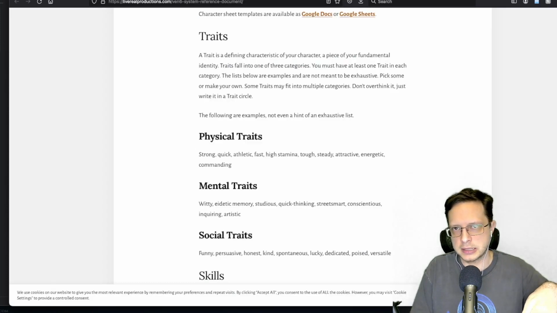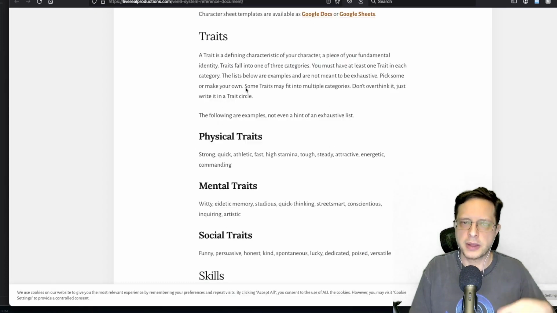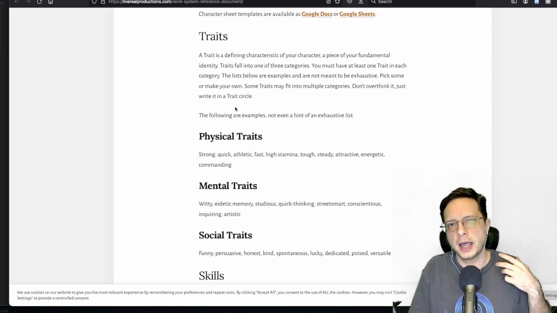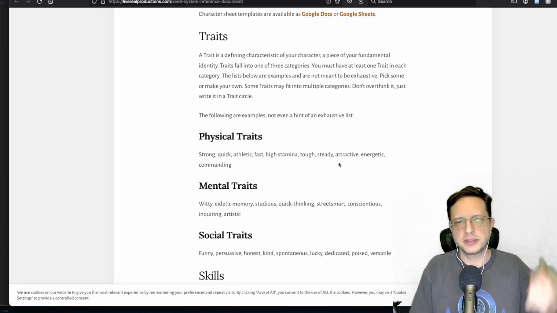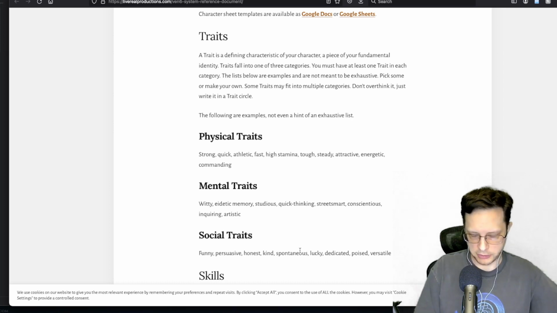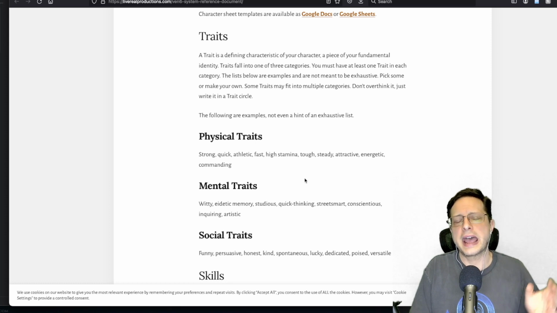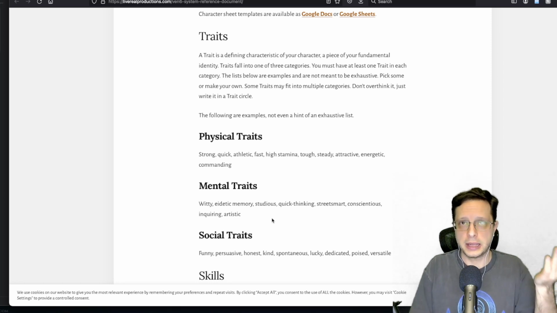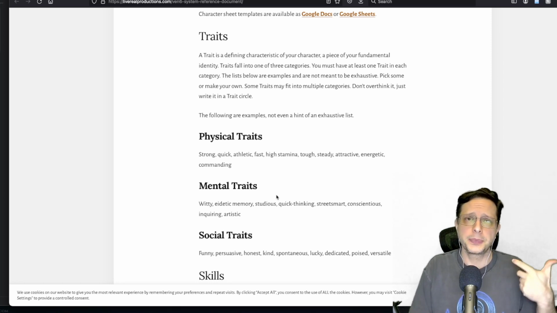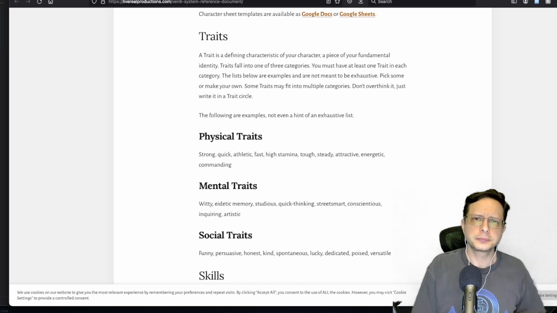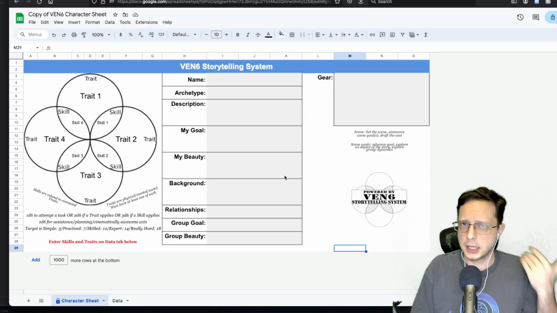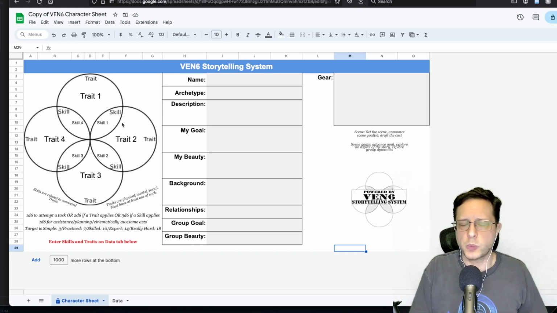Taking a look at the system reference document, you will note that there are a number of different defining characteristics, specifically physical, mental, or social, that describe your character. When you're creating your character, you should have one trait coming from each of these. You need at least one physical, mental, and social trait, and then the 4th one can be from whatever. So coming back over here, we have our 4 traits. Now, the question is, where do these skills come from?